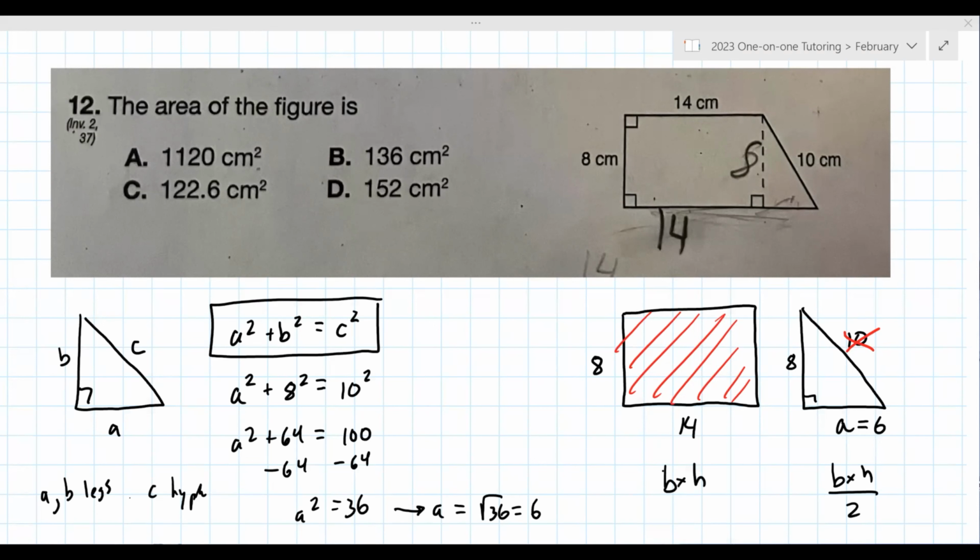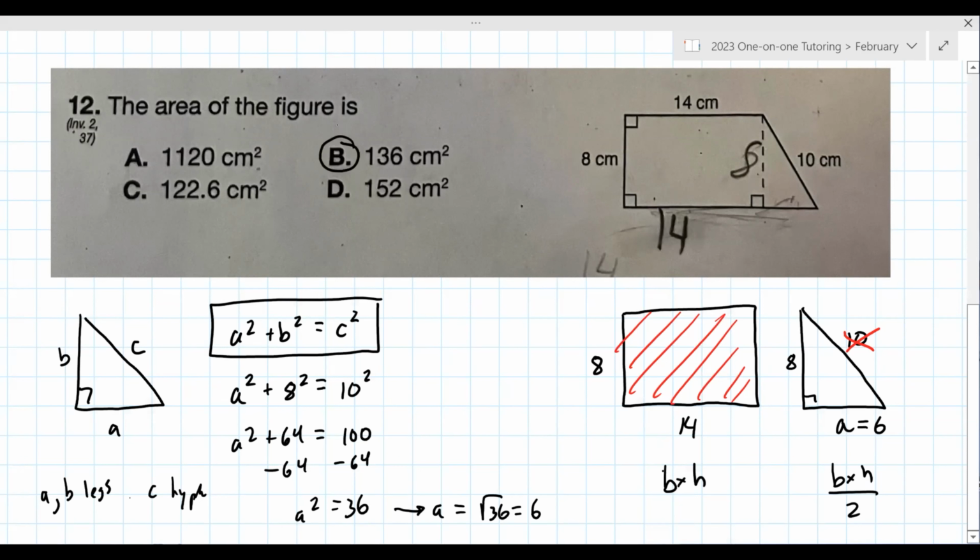8, 8, 16, 24, 32, 38. 12 times 8, 8, 16, 40, 48. Divided by 2, 24. 112 plus 24 equals 136 centimeters squared. Yes.